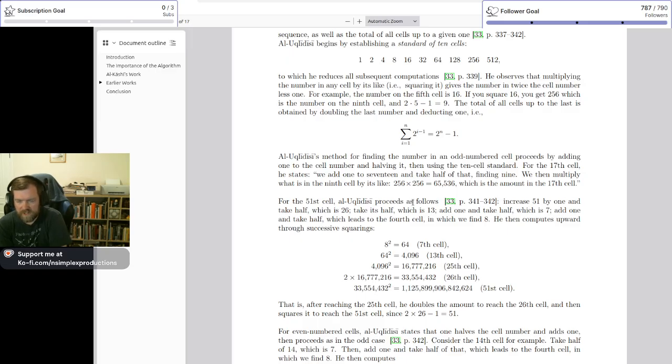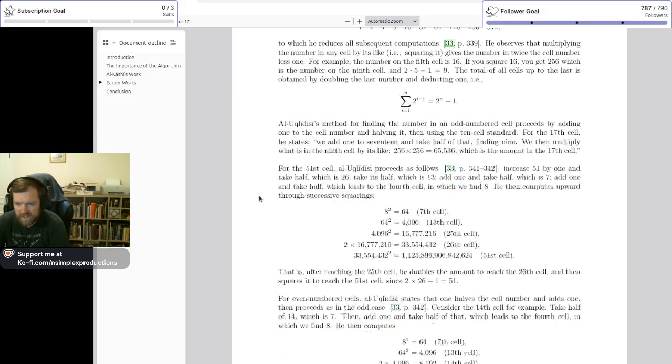Multiply by 2 because we're just going up a cell to the 26th cell, and then we're squaring that number, 33,554,432, squaring that to end up getting us this quadrillion, 125 trillion, 899 billion, 906,842,624. That is, after reaching the 25th cell, he doubles the amount to reach the 26th, then squares it to reach the 51st cell, because that's going to be double 26 minus 1.